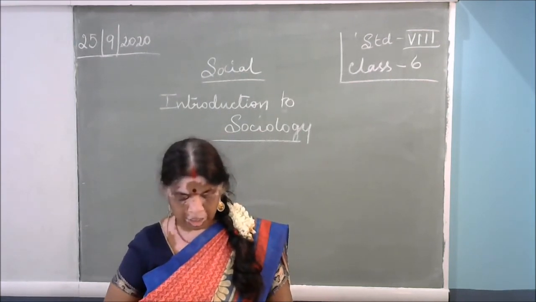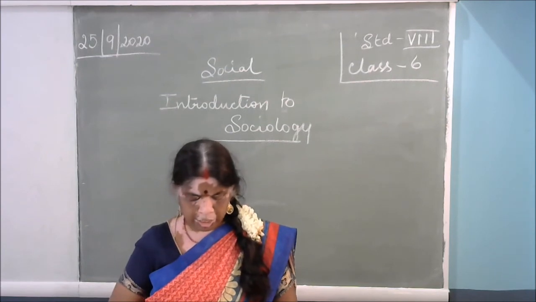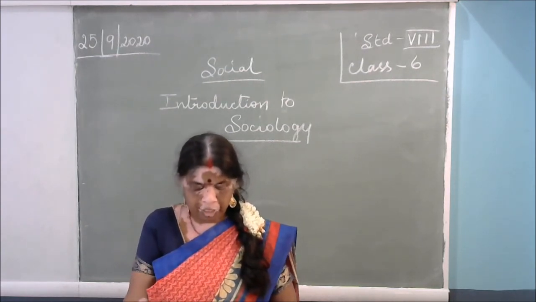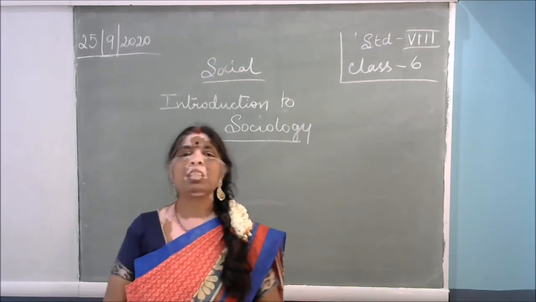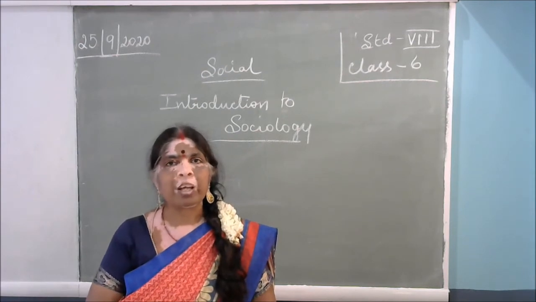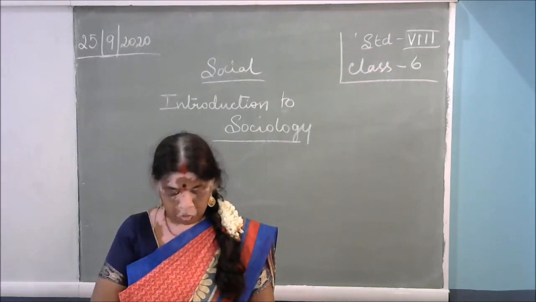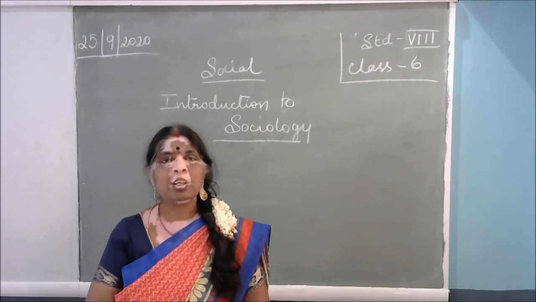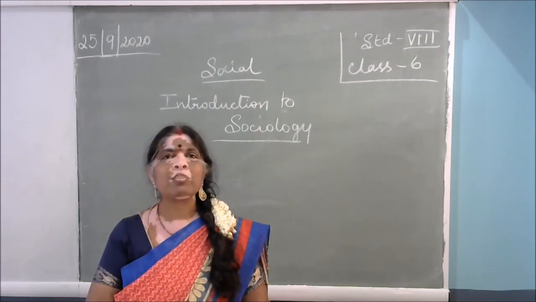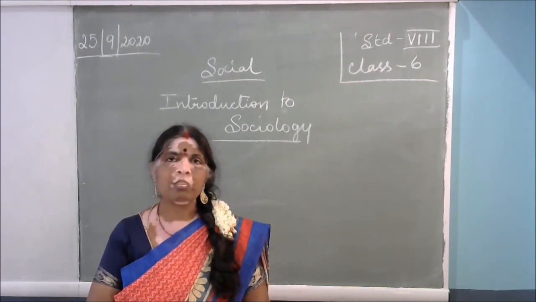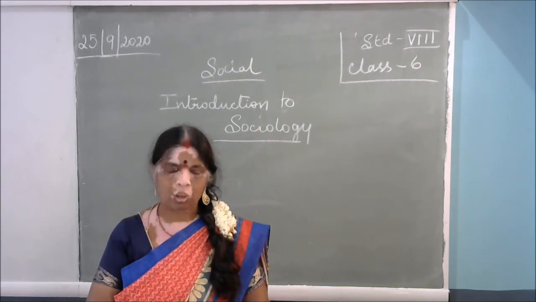Next, let us go to the nature of sociology. Sociology has a unique place among all the social sciences. It is different from other social sciences. Sociology is considered an independent and separate field of study. It is not equal to history, political science and economics.